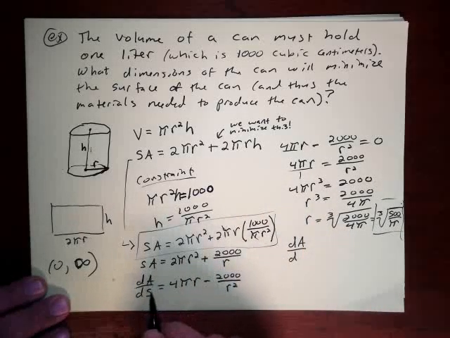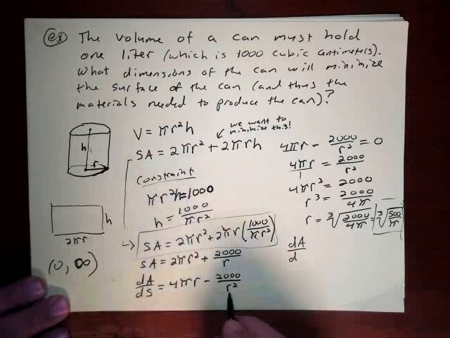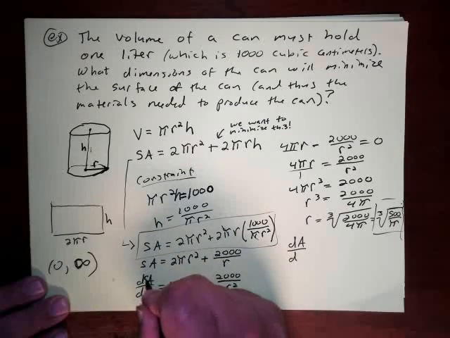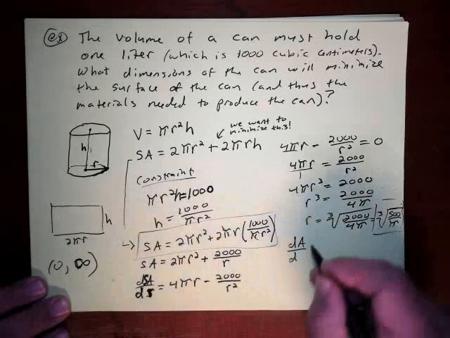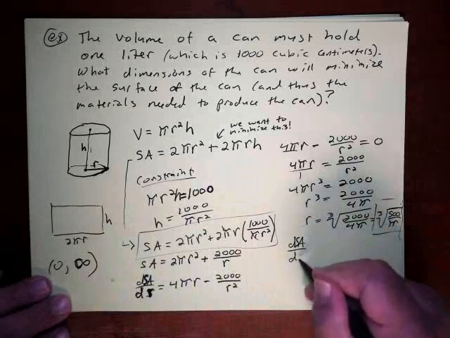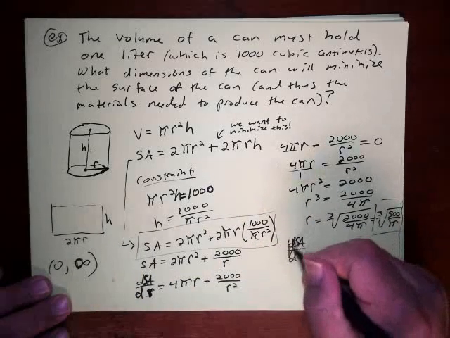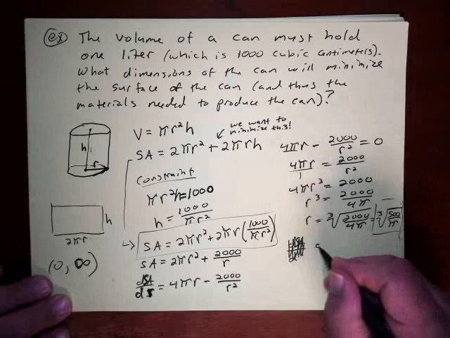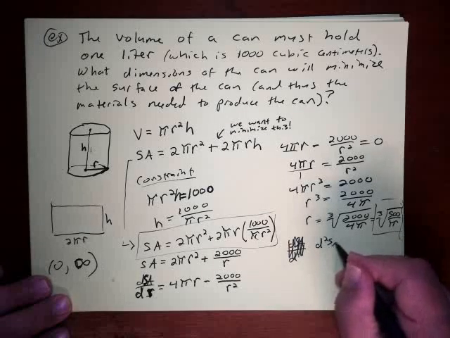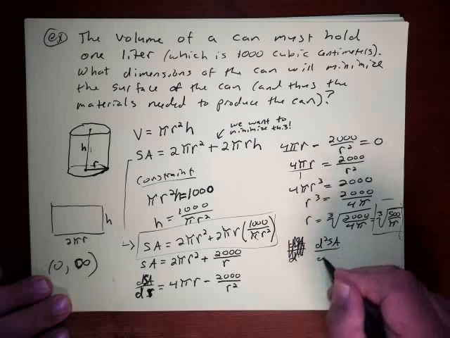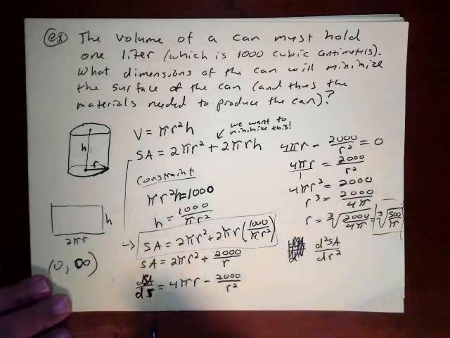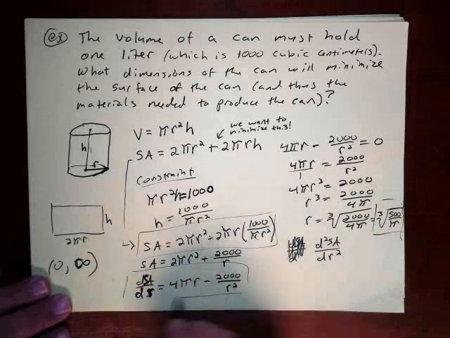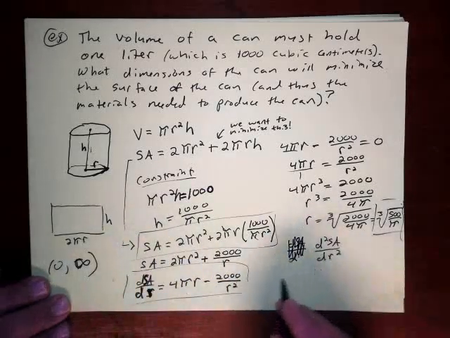Oh, and you know what? I have dA over ds. I'm not sure why I did that, but this would be dSA over dr. So that would be my derivative. I'm going to erase this. This would be d squared SA over dr squared. That's how you would write the second derivative. I was not very careful here. Sorry about that. But that would be the second derivative.